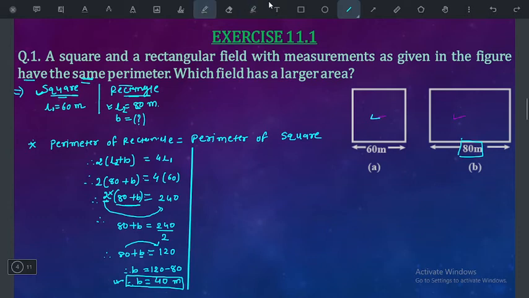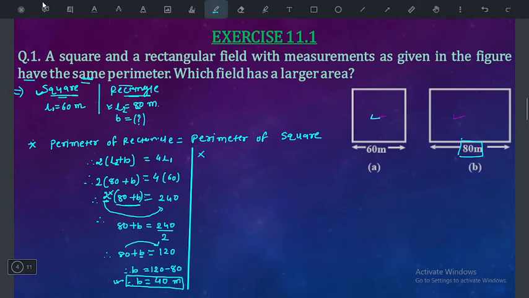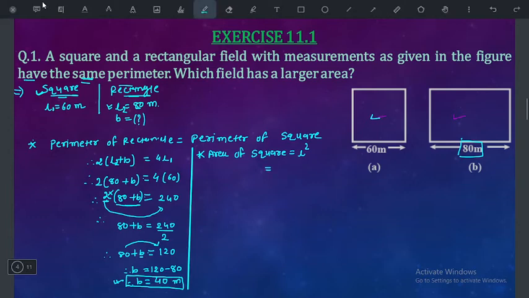Now area of square equals to L square. Side into side, that means L square. What is the length of the square? It is L1. So we have measurement of L1 equals to 60. Square of 60 equals to 3600 meter square. I said in our introduction video, the unit of area is compulsory, it is square.